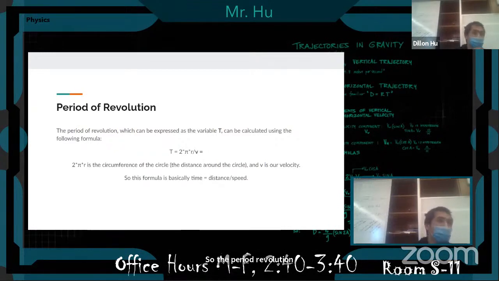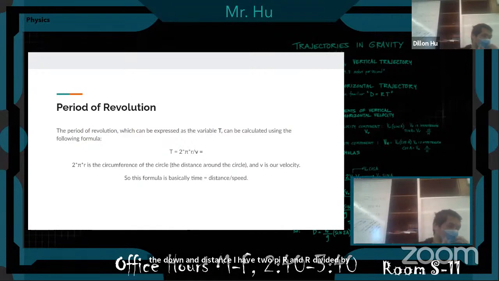The period of revolution is basically how long it takes to go around a circle. We use the variable t to express the period of revolution. To calculate the period, the amount of time it takes to go around a circle, we basically just take the distance and divide it by the speed. The distance around a circle is just the circumference, 2 pi r, and the speed is just our velocity. So if we take the distance, 2 pi r, and divide it by my velocity, which is v, that'll give me how long it takes to go around said circle, which is my period t.